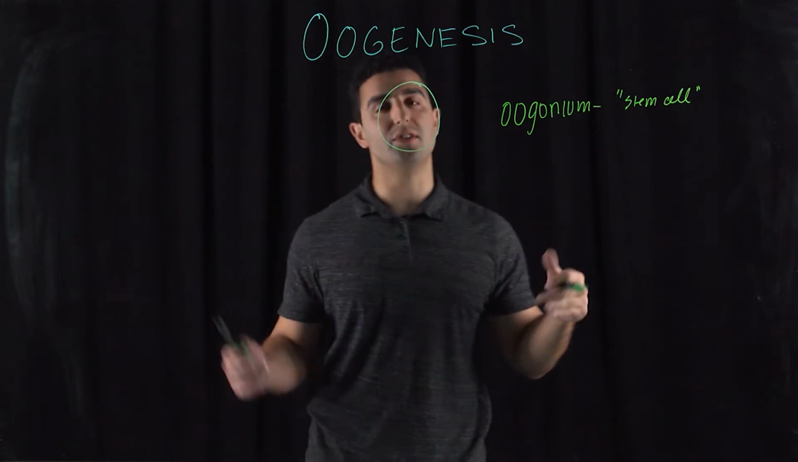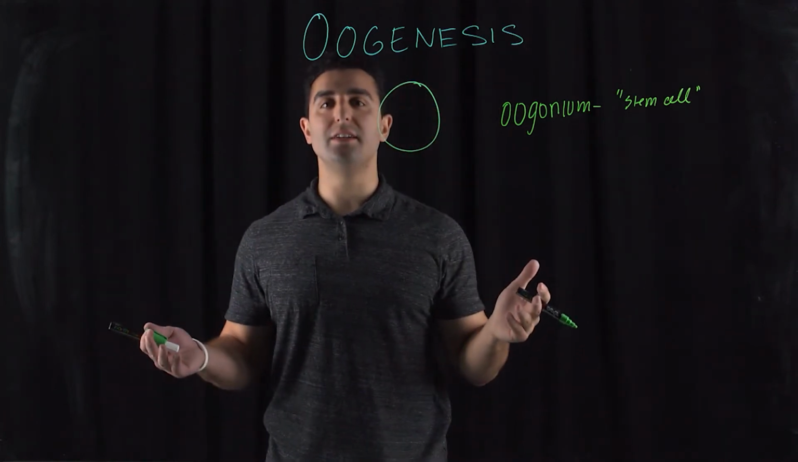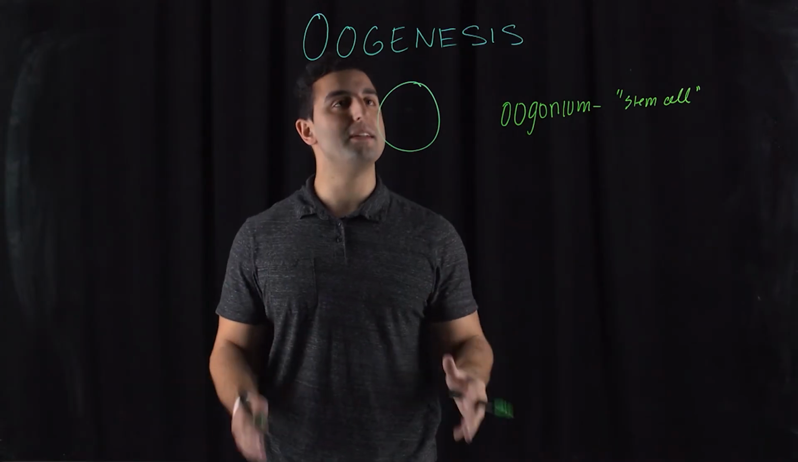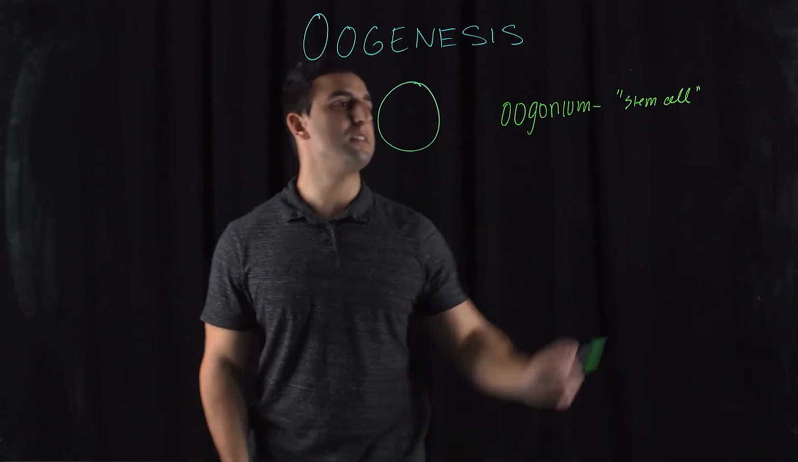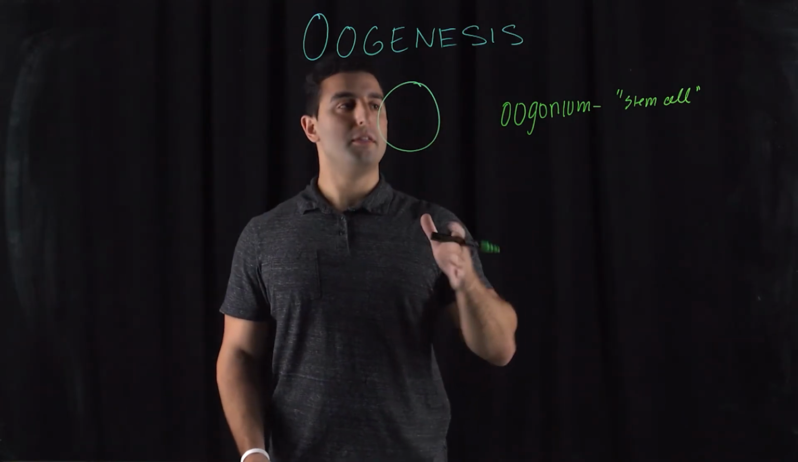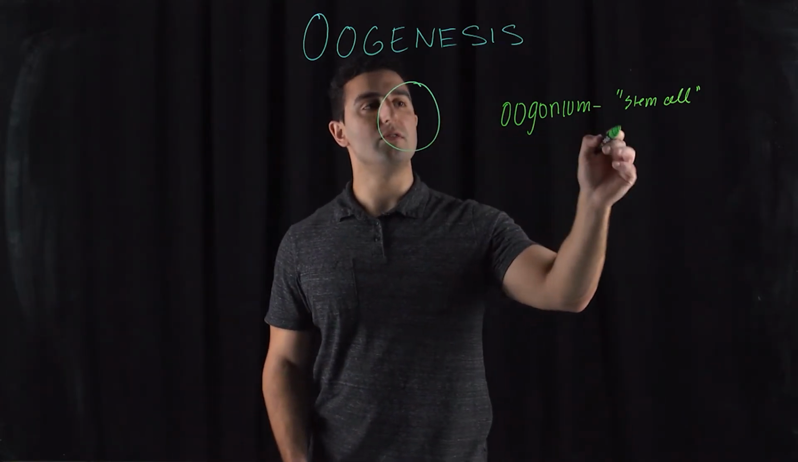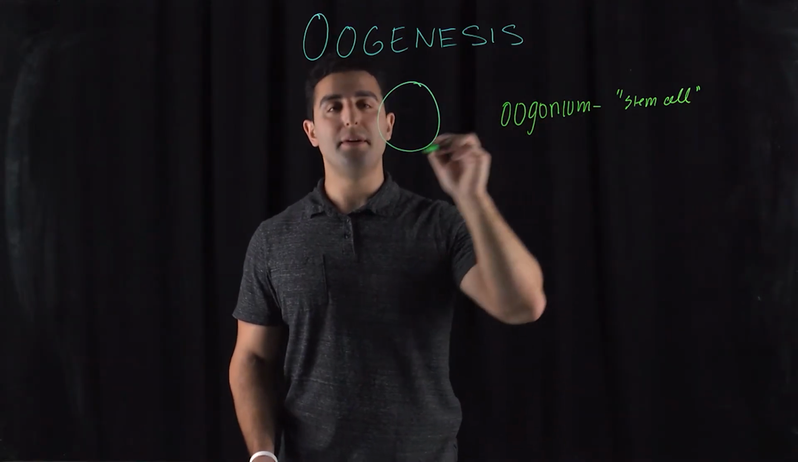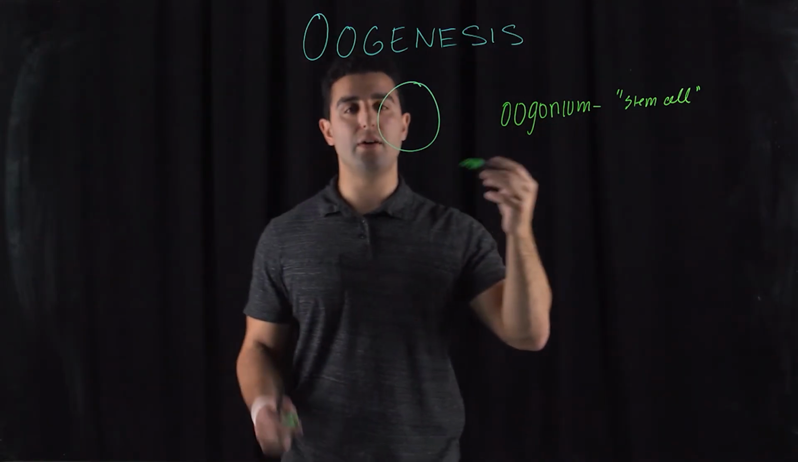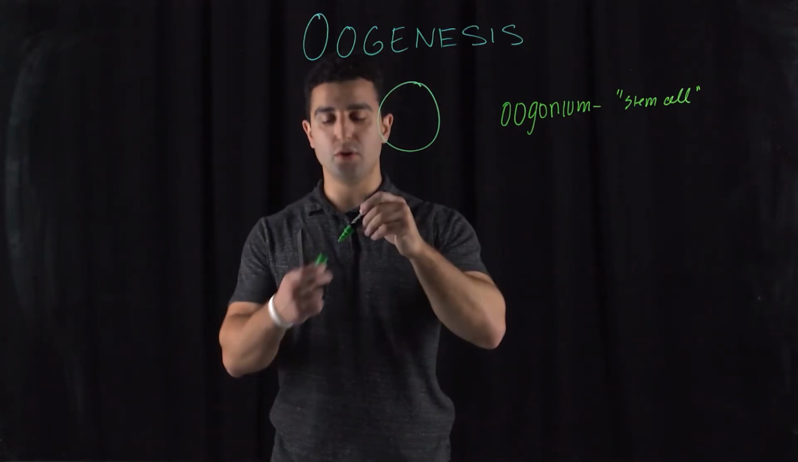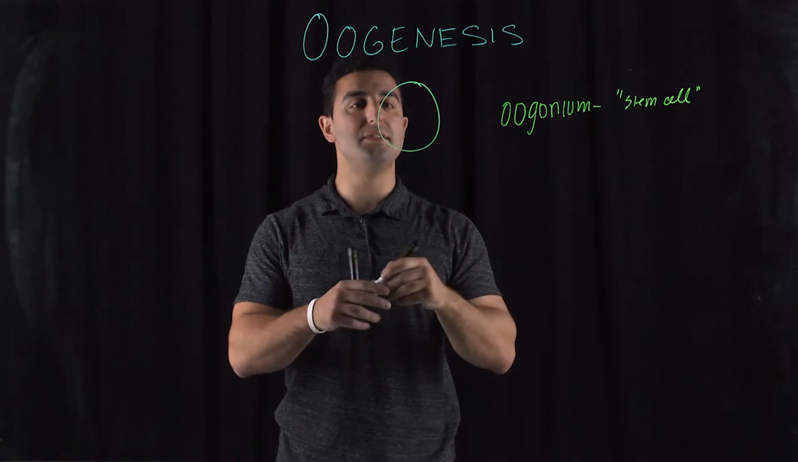So oogonium is the stem cell of the reproductive system of the female, right? So we said what stem cells are. Stem cells are unspecialized cells that can differentiate into a certain lineage of cells. Every body system has them. The female reproductive system stem cell is called the oogonium. Before birth, the majority of the cells are in this state of oogonium, right? But during birth, and now the baby is born, the female baby, of course, goes through a set of divisions.